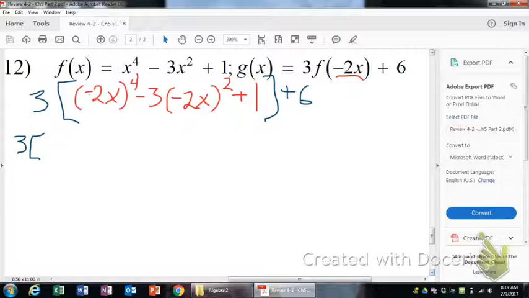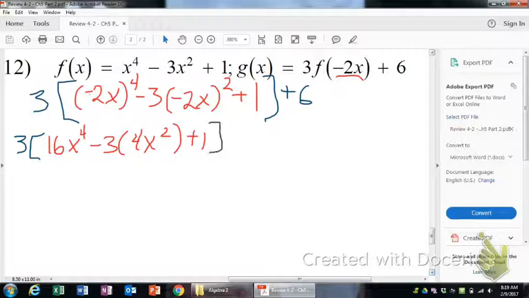Inside parentheses, it says negative 2x to the fourth. If you want to plug negative 2 to the fourth into your calculator, make sure you do so with parentheses. And then you just have to know that x raised to the fourth is x to the fourth. And then I'm going to go ahead and do negative 2x squared in parentheses. Gives me 4x squared and add 1. This part is all just PEMDAS.